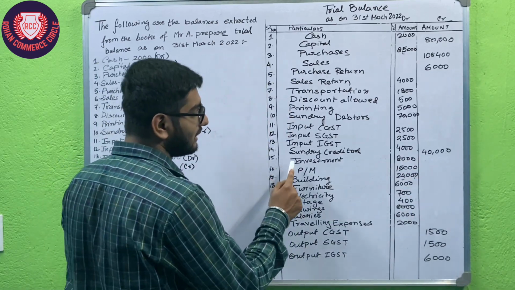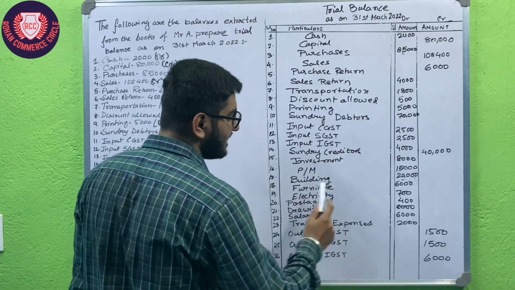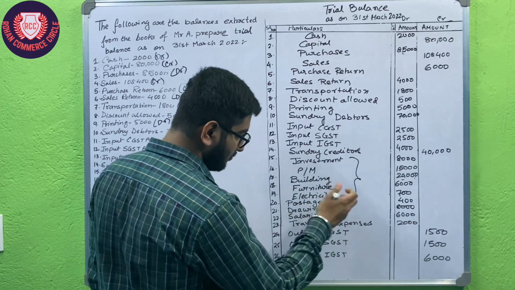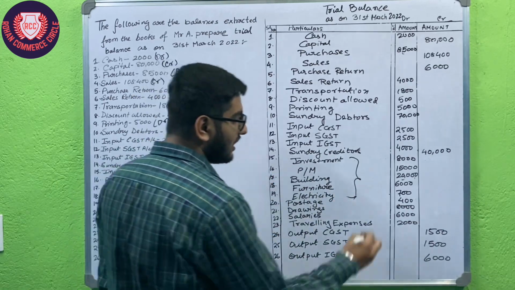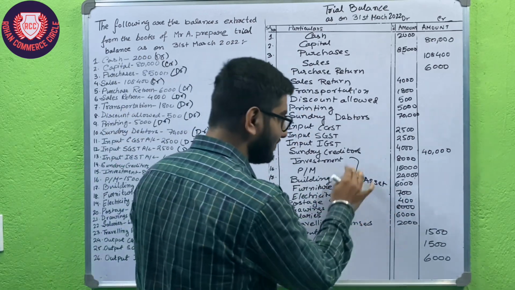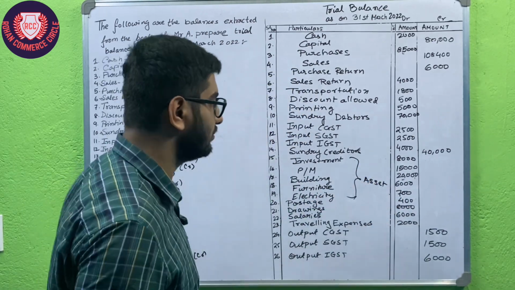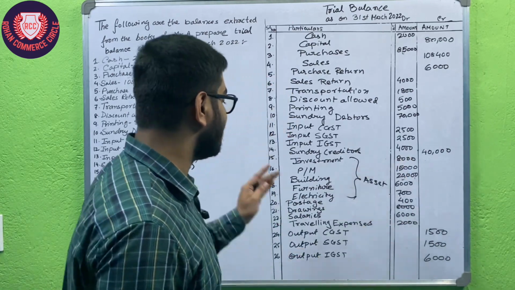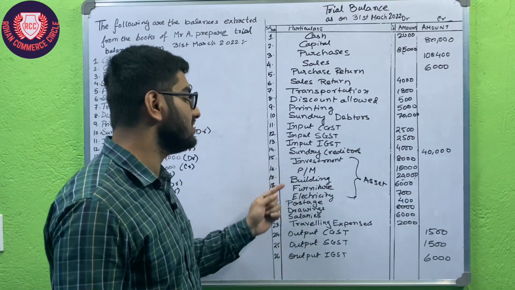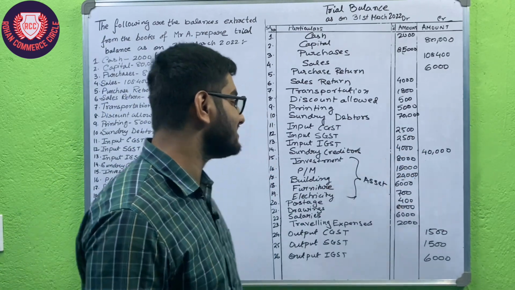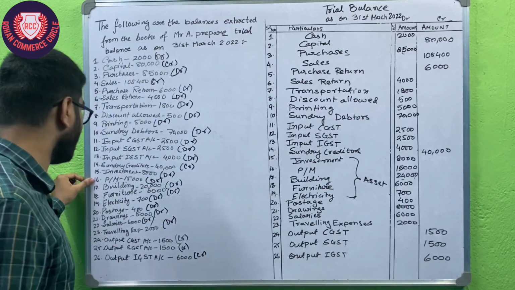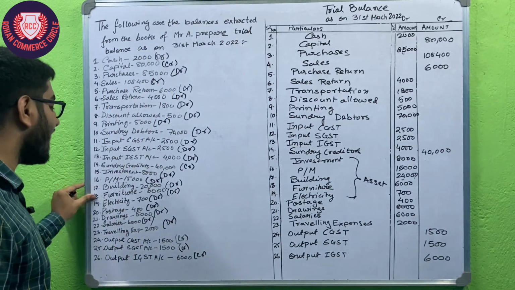Next is investment, plant and machinery, building, furniture. These all are assets up to furniture. So assets have a debit balance. Don't write asset in your exam. That's just for explaining purpose, I'm saying it to you. So what happens with assets, look, assets have a debit balance, therefore investment, plant and machinery, building and furniture have debit balances, which are 8,000, 15,000, 20,000 and 6,000.